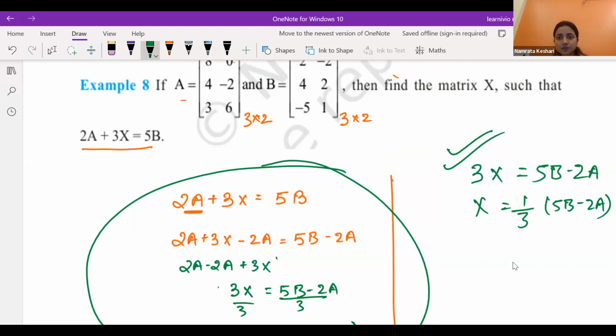Please do it. 5B minus 2A. 1 by 3 times 5B. So 10, minus 10.